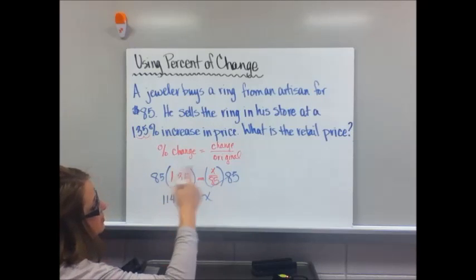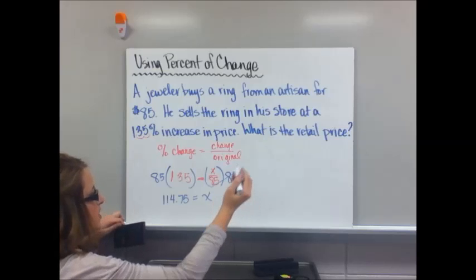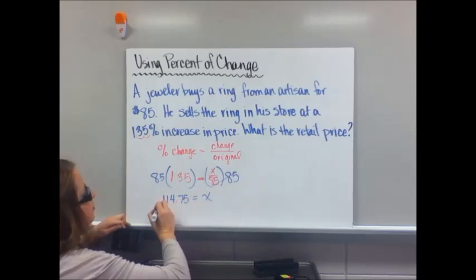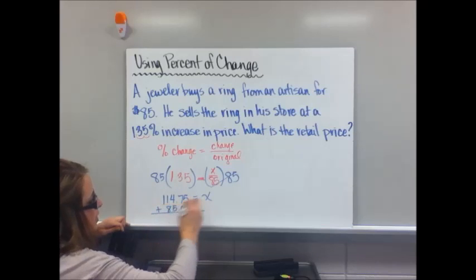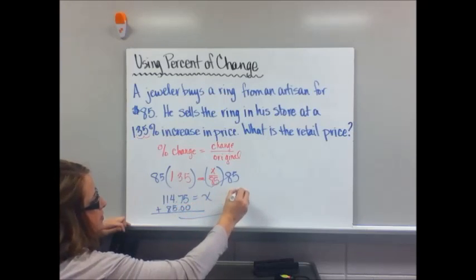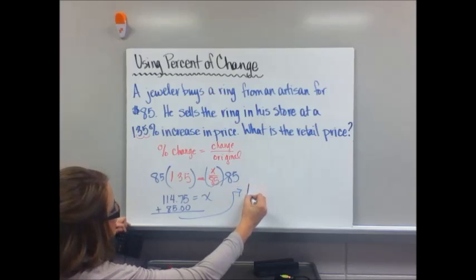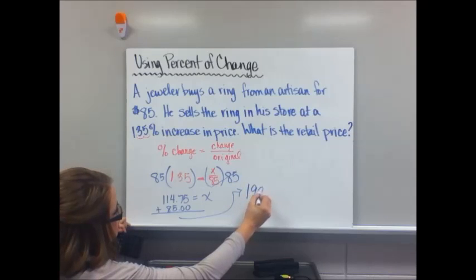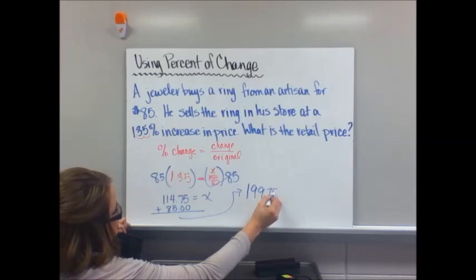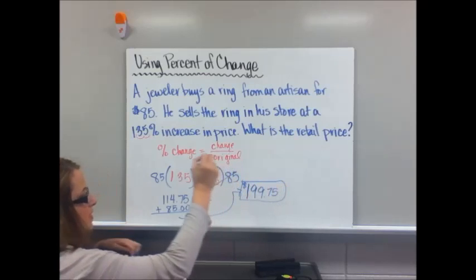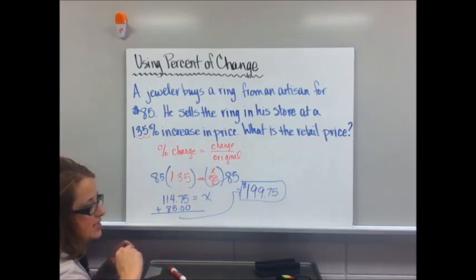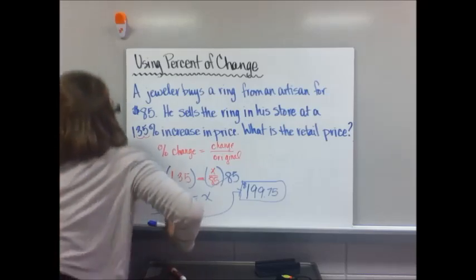So that's going to be the difference between the retail and the $85. So what this shows is that was the increase in it. So I can add 114.75 to the wholesale price. I can get that he's selling it for $199.75. That's the retail price. That's how much he's going to sell it for in his store.